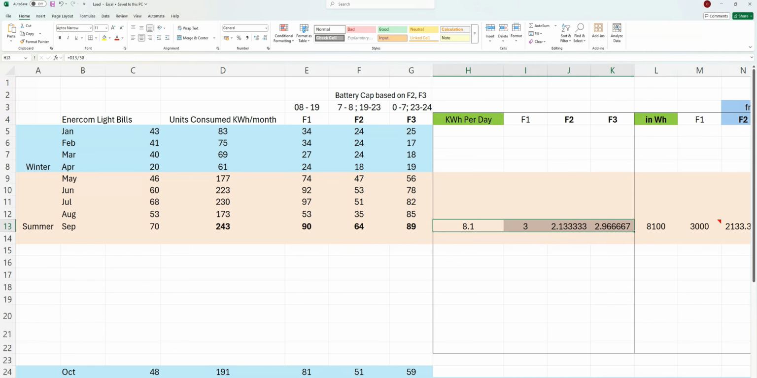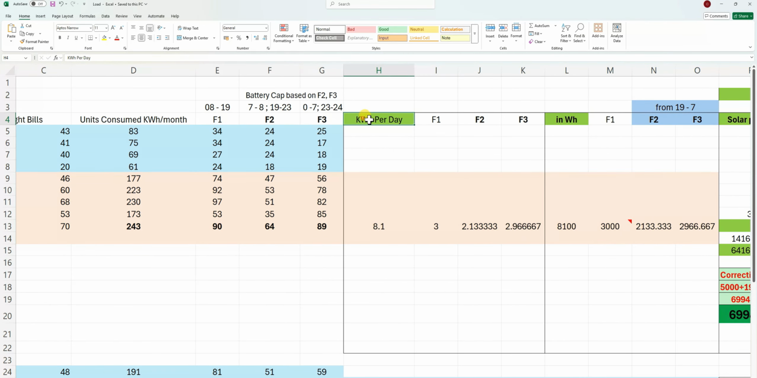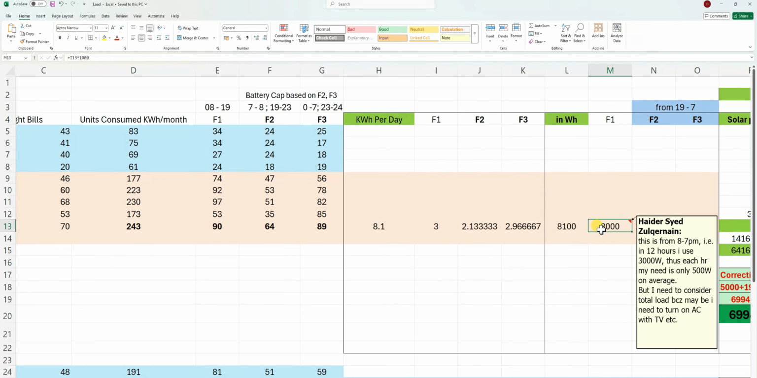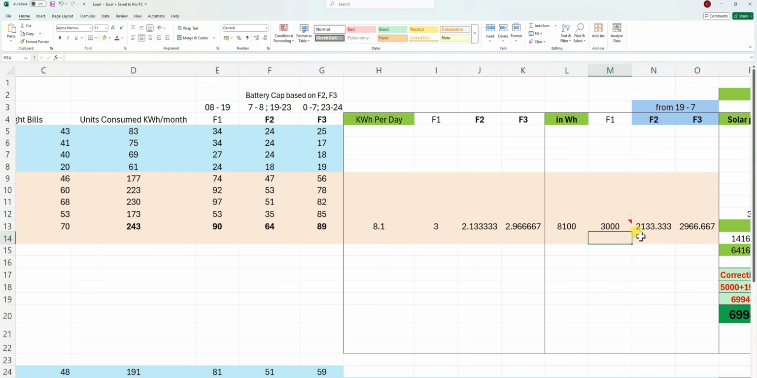And similarly, to convert from kilowatt hour to watt hour, just for my simplicity, I just multiply these values by 1000. So these are my values. I have to consider this value 3000 for my solar system, and these two values for my battery capacity.